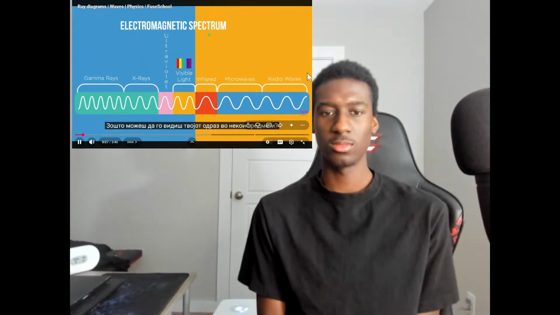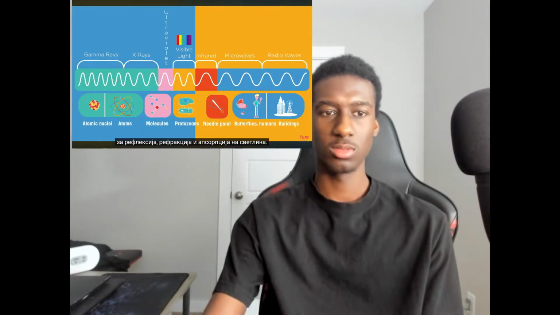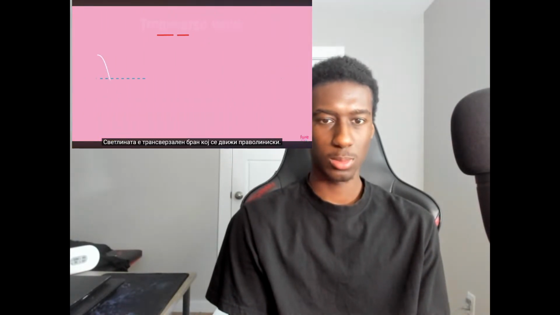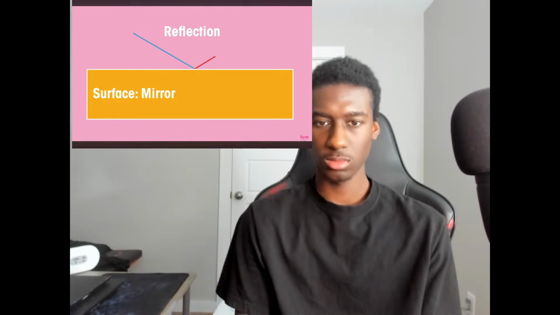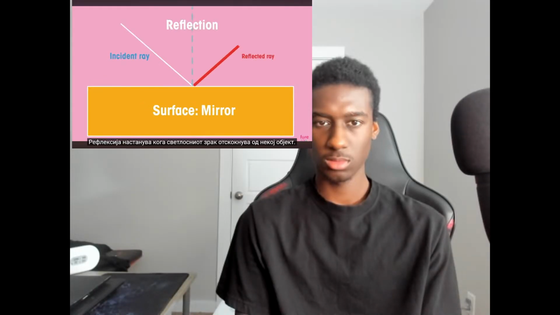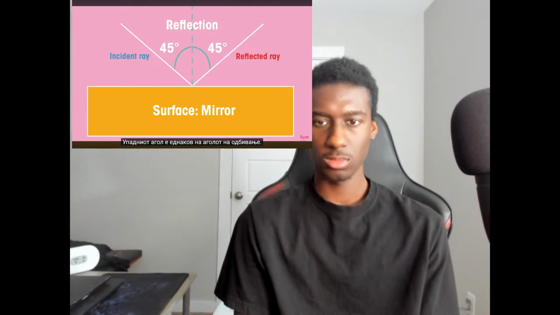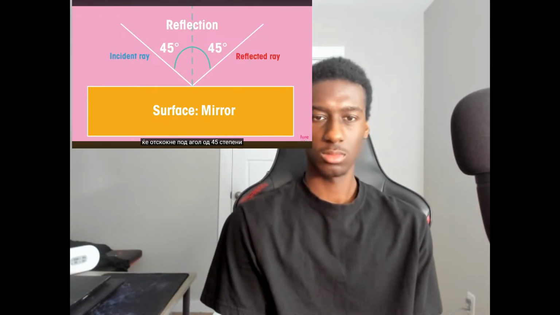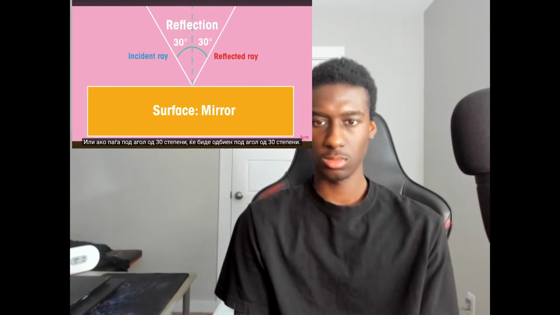Why can you see the reflection of some objects? In this video, we use ray diagrams for reflection, refraction, and color absorption. Visible light is part of the electromagnetic spectrum. Light is a transverse wave and travels in straight lines. When light hits an object, it can be reflected, refracted, or absorbed. Reflection is when light bounces off an object. The angle of incidence is equal to the angle of reflection. So if a ray of light hits an object at 45 degrees, it bounces off the object also at 45 degrees. Or hits at 30 degrees, and it would reflect also at 30 degrees.